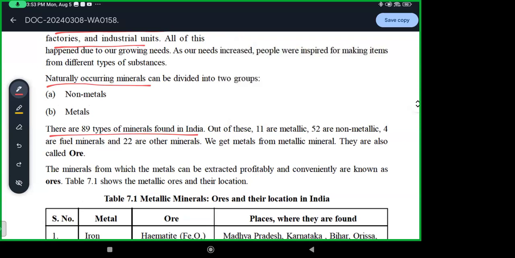Now, out of the 89, 11 are metallic, 52 are non-metallic, 4 are pure minerals, and 22 are other minerals. We get metals from metallic minerals. They are also called ore. Ore means metallic mineral. When it's processed and refined, we get metals.